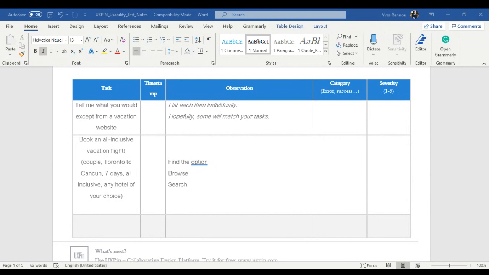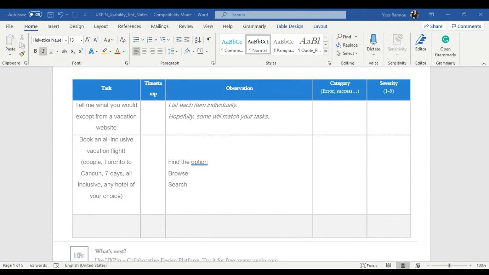But you would have decided with the screener if you wanted couples only, family only, and maybe you don't care as well. It all depends on what you found in your heuristic evaluation. Maybe you found that traveling as a family, looking for a family vacation, is actually a challenge or a problem, and you really want to spend time with people who are family travelers. And usually a family plus is 3, 4, or 5 people.